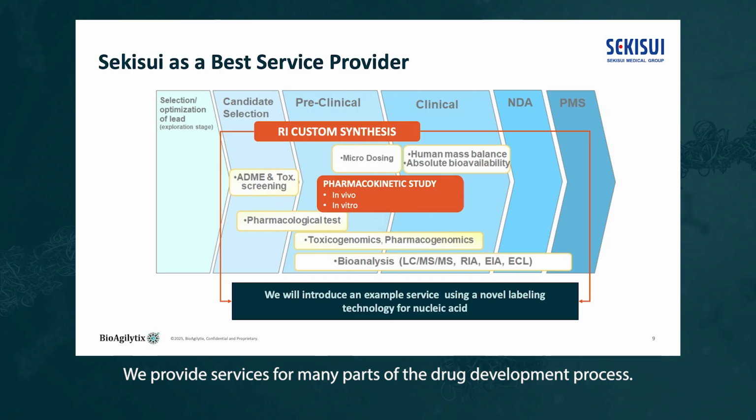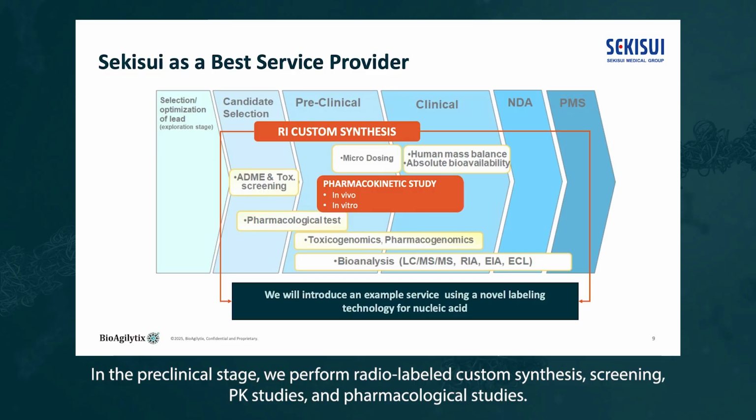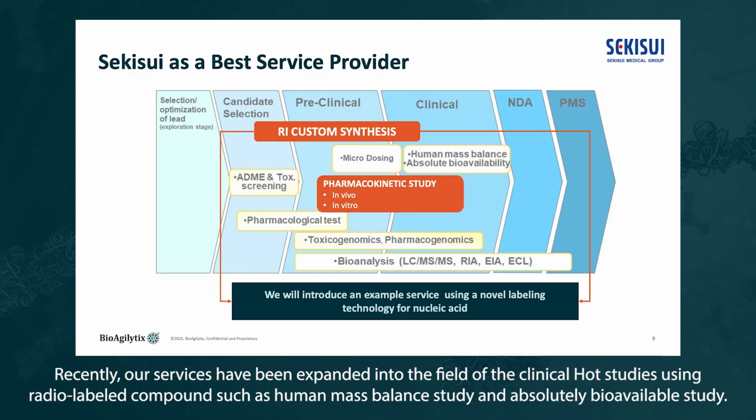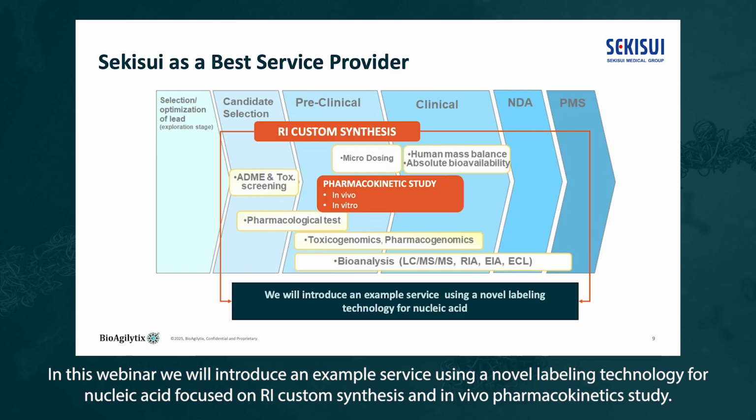We provide service for many parts of the drug development process. In the preclinical stage, we perform radiolabeled custom synthesis, screening, PK studies, and pharmacological studies. Recently, our service has been expanded into the field of clinical hot studies using radiolabeled compounds, such as human mass balance study and absolute bioavailability study. In this webinar, we will introduce an example service using a novel labeling technology for nucleic acid, focused on RI custom synthesis and in vivo pharmacokinetic study.